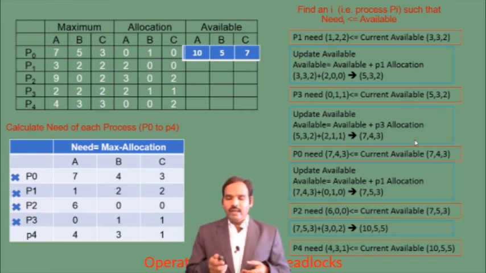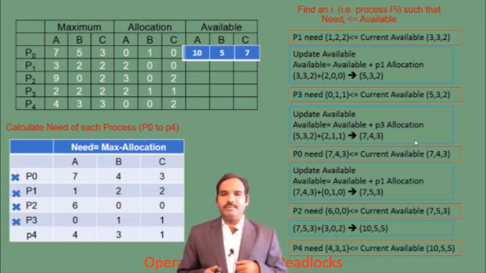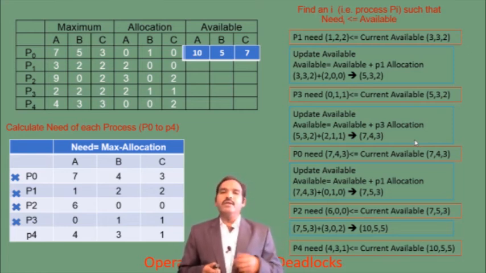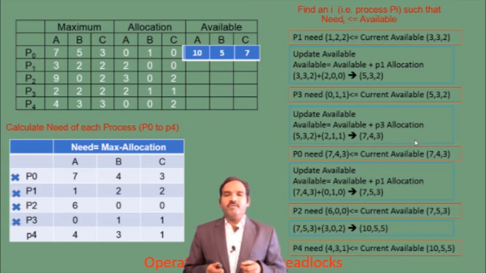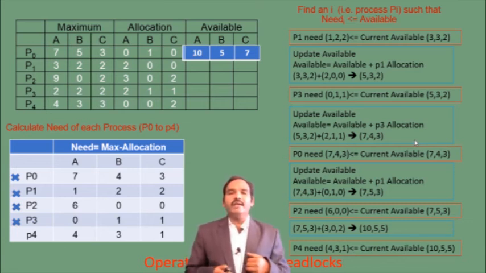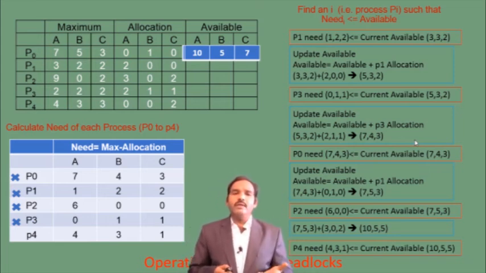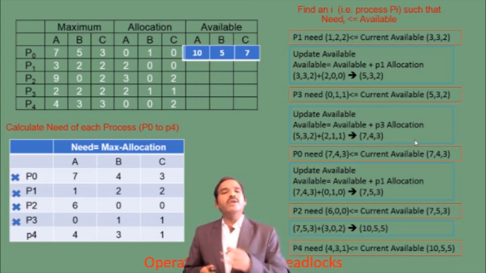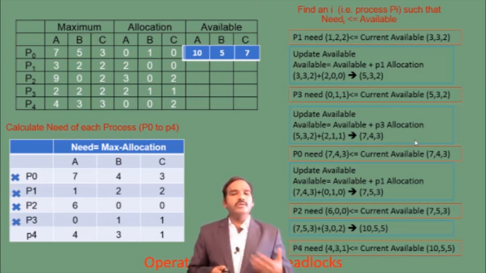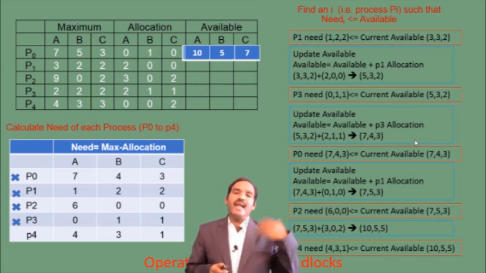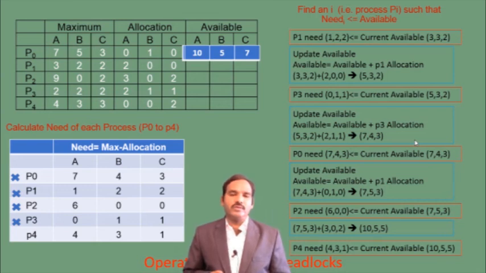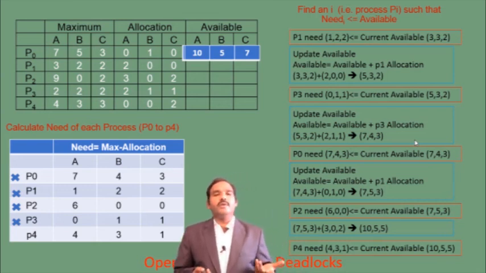Therefore we did it correctly. Then what is the safe sequence? The safe sequence is, first we have allocated the resources to P1. Why have we allocated the resources to P1? Why don't we allocate to P0? If you allocate the resources to P0, P0 can't continue its execution, because P0's need is greater than the existing available resources. So we can't allocate to P0.